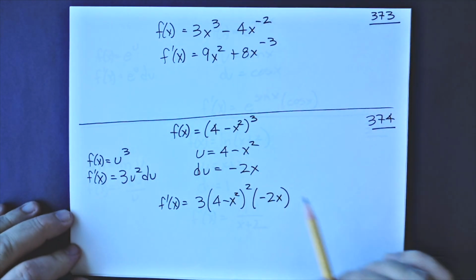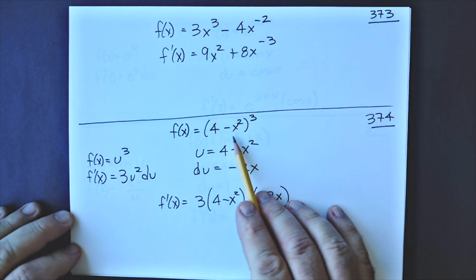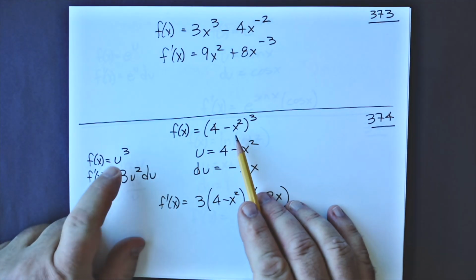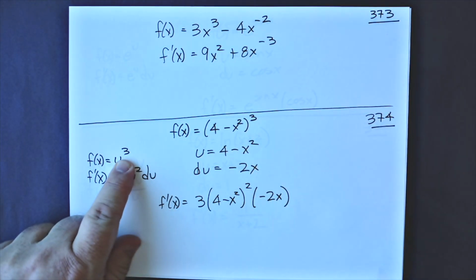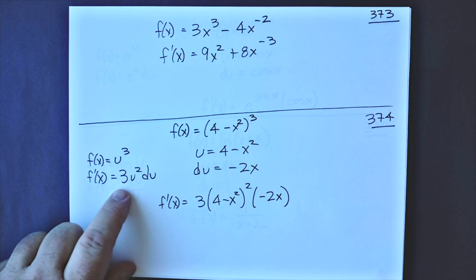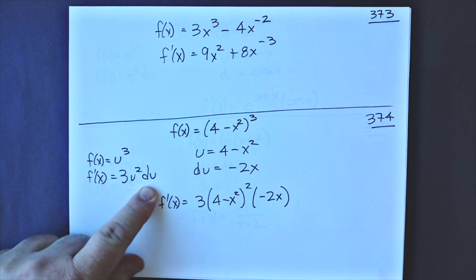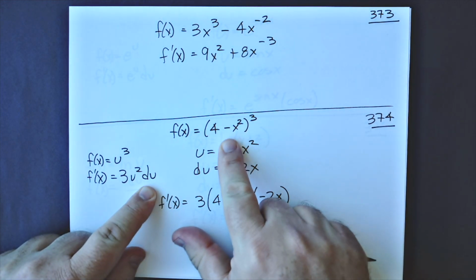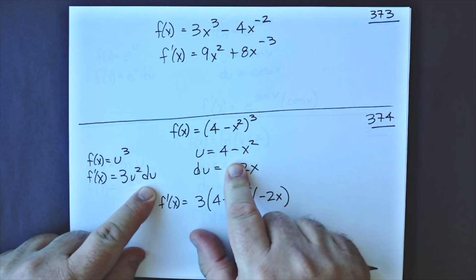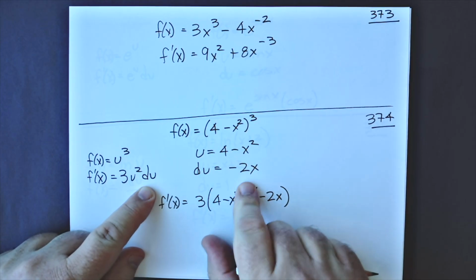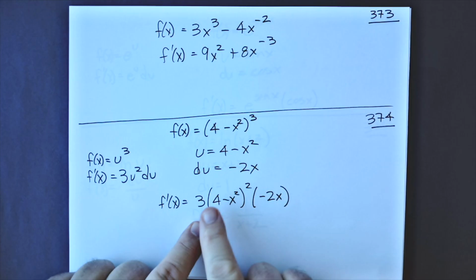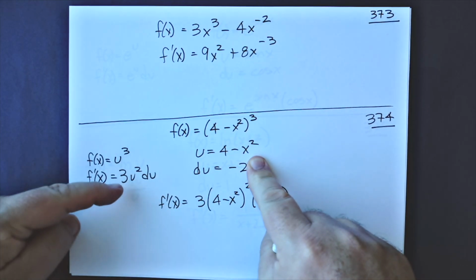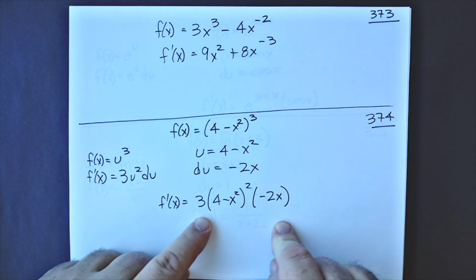374, I have a chain rule. It looks like the chain rule I would like to use here, or the substitution, would be u cubed. If you do that, then the derivative of u cubed is 3u squared du, where u is the substitution I'd like to make. And if that's the substitution I want, then du is negative 2x. And I plug these pieces into this, and I get this.